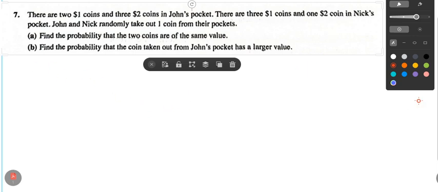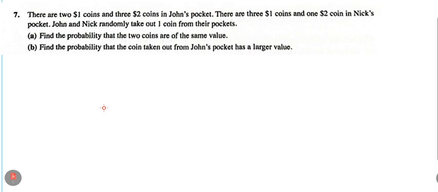So to find it out, let's break it down. Now, let's look at John and Nick's pockets. We have to find the probability that the two coins are of the same value. So let's go find out, let's break it down.